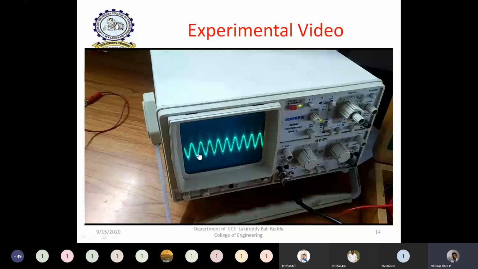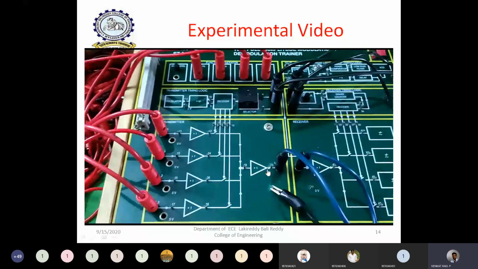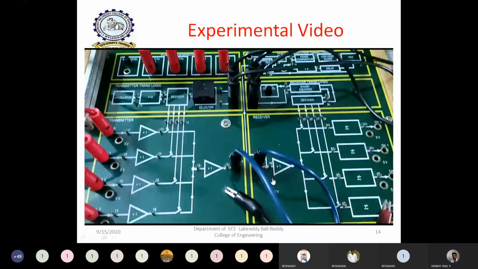So this is the complete experiment for the time division multiplexing process. We have done both time division multiplexing as well as demultiplexing. So this is how the connections are made, how they are connected, how you observe the output, and how you observe the demultiplexer.